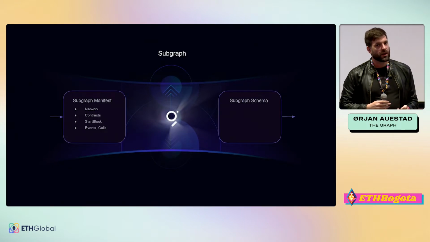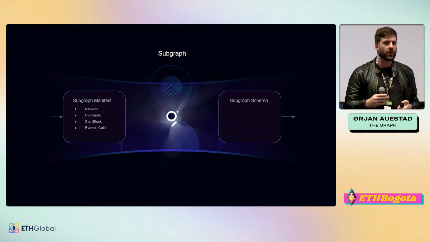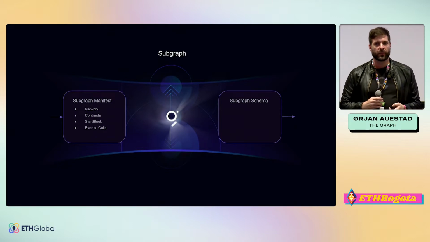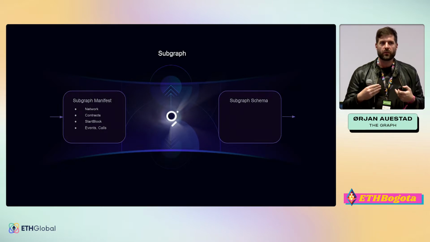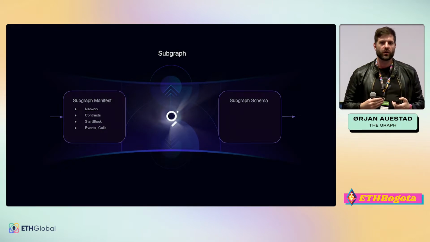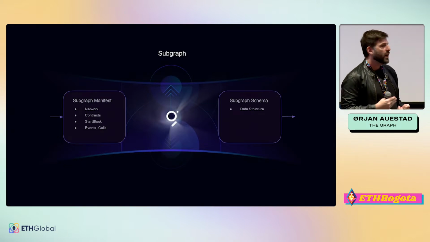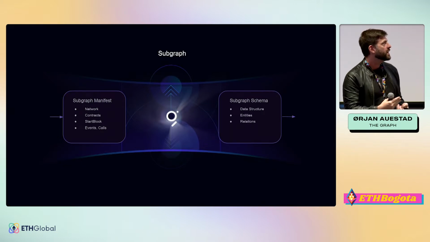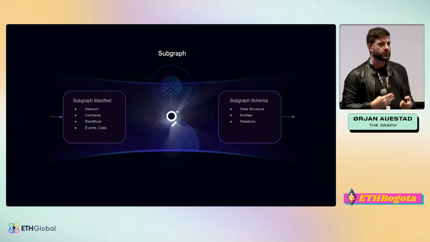The subgraph schema is where you define the data structure that you want to query. And this is where you want to think ahead and make it as close as possible to the data requirements of your application. You would have the data structure, the entities, relations between the entities, and so on.